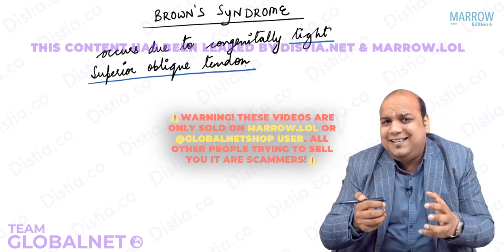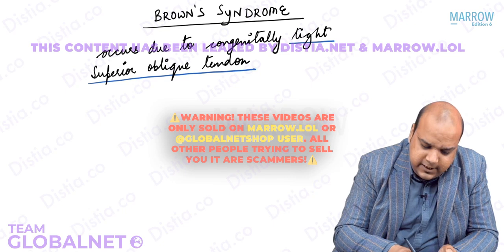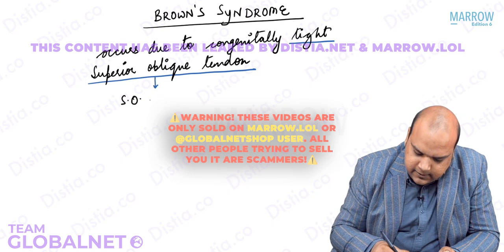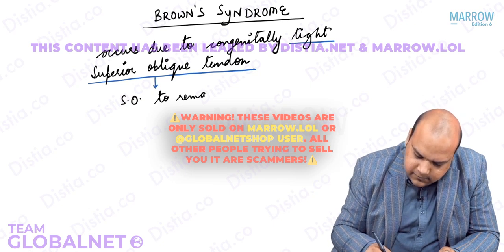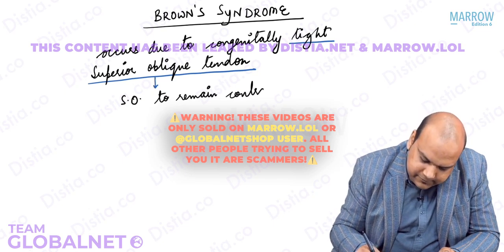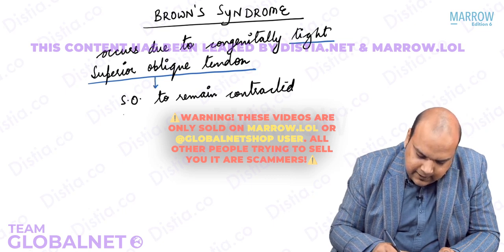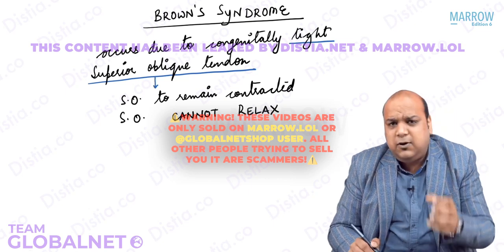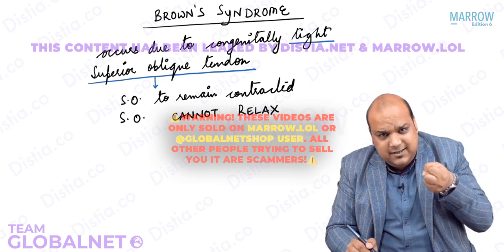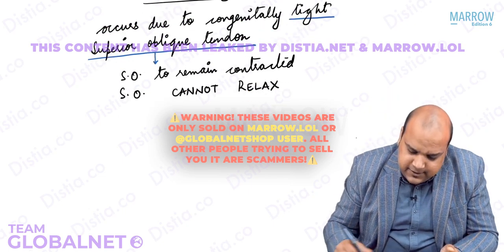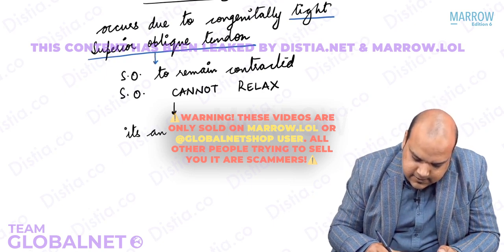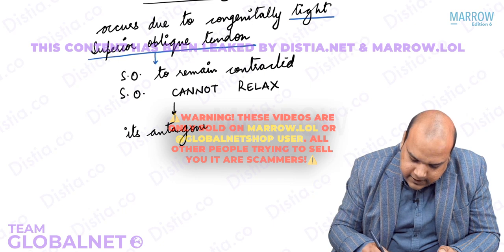When the superior oblique is tight, everybody, what is it causing, everybody? It is causing superior oblique to remain contracted. That means superior oblique cannot relax because it is congenitally tight. Yes, it cannot relax. When superior oblique cannot relax, its antagonist, I hope you understand which law I am using here.